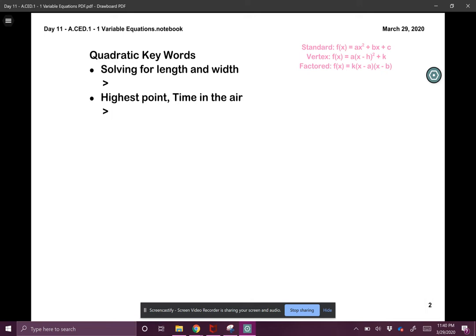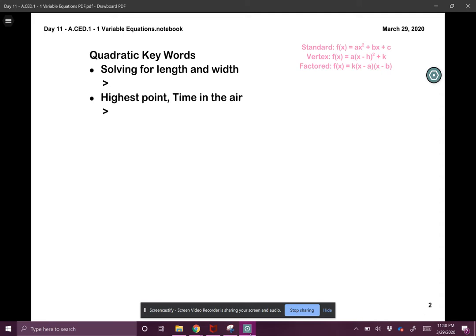Today, I just wanted to review the quadratic keywords that you might see in some of these questions for today that might help you zone in on what you're actually supposed to be looking for. Remember that when we do these word problems, they're really not anything you haven't done before. They're just putting a little bit of context to it, which makes it a little bit more difficult, but manageable.